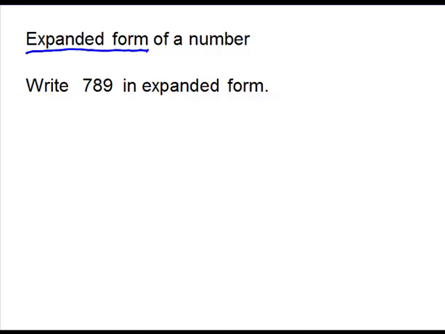Next, we have expanded form of a number. And this means to write as a sum. Sum is addition. Using the place value of the separate digits. So first we have the 7, which is in the hundreds place. So that is going to be 700 plus 8 is in the tens place. So that will be 80 plus 9 is in the ones place. So this is expanded form for 789.